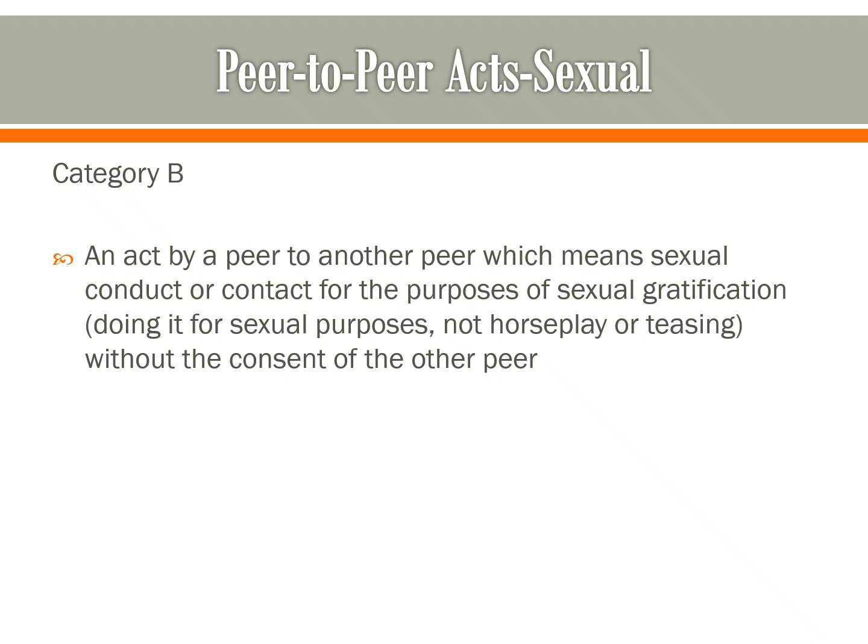Peer-to-peer sexual act is when there is sexual conduct or contact for the purpose of sexual gratification without the consent of the other peer. This is different from actual brushing up against someone. For example, if two individuals were wrestling and one brushes against the other's genitals, this was not for the purpose of sexual gratification. However, if one individual touches another individual's breast or buttocks to get arousal without the consent of the peer, this would be considered a sexual act. This would be a crime, and it would need to be reported to law enforcement.